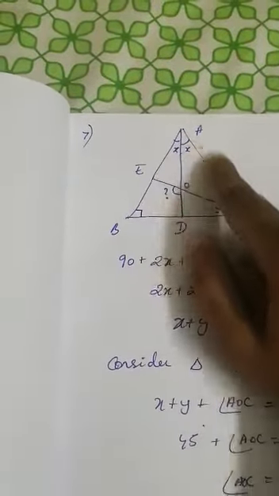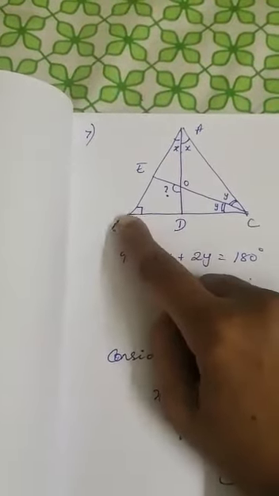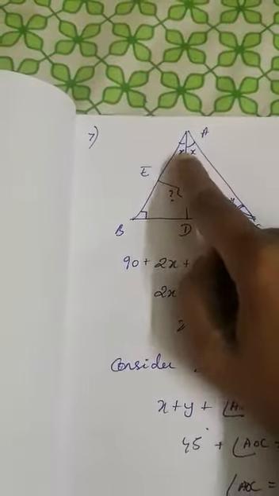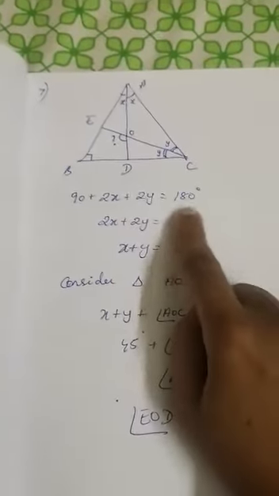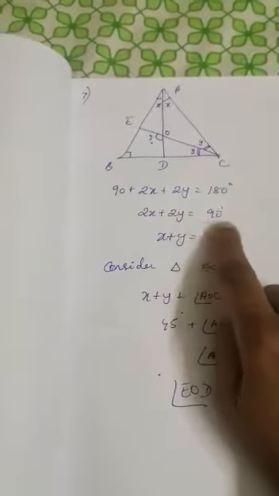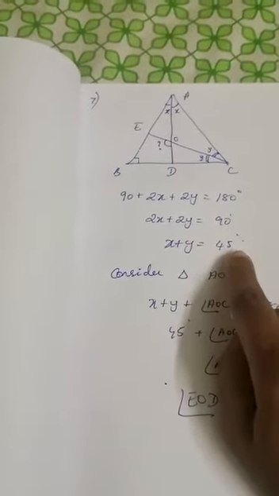Now for the whole triangle, use the angle sum property. 90 plus 2x plus 2y is 180 degree. From there 2x plus 2y is 90, x plus y is 45 degree.